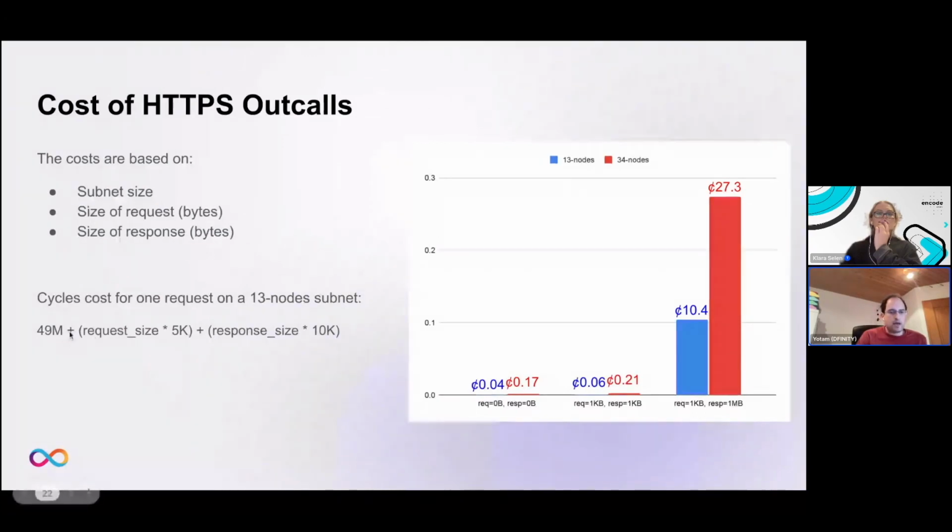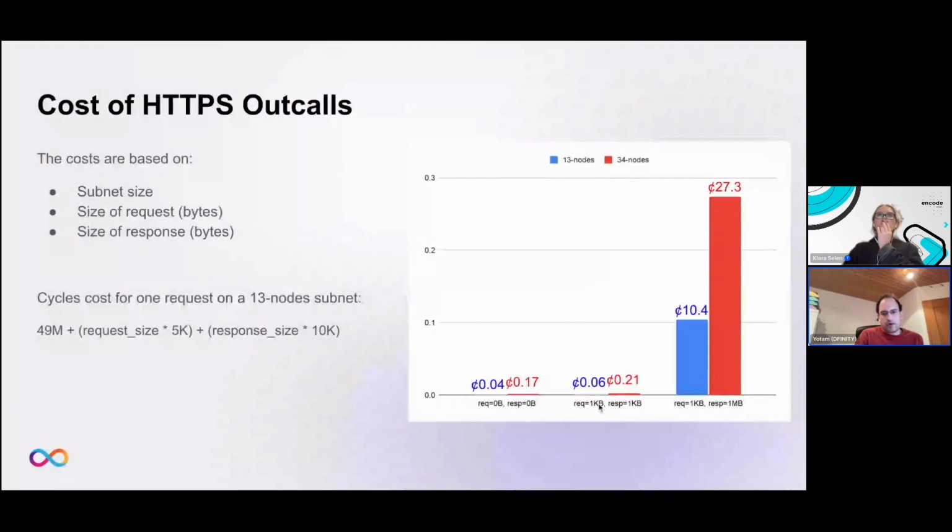This is for a 30-node subnet, which is the standard application subnet on the Internet Computer. It will cost this number of cycles. Now, cycles might be confusing, so I made this graph here with cost in dollar cents, at least approximate, or SDR cents, maybe more correct, but it's almost the same. So an empty request and empty response, I mean, it's useless, but just as a baseline, would cost these numbers. On a 30-node subnet, it will cost 0.04 cents. And here on a 34-node subnet, it would cost 0.17 cents.